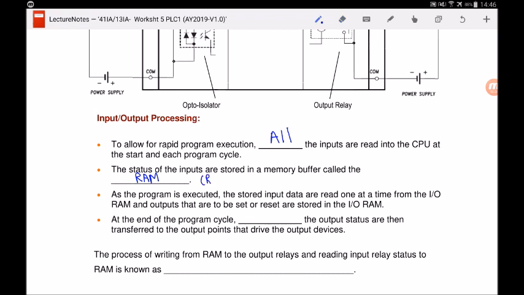For the benefit of those who do not know, random access memory is just another memory area of the PLC. As the program is executed, the stored input data are read one at a time from the I/O RAM, and outputs that are to be set or reset are stored in the I/O RAM. So what does I/O stand for? I/O stands for input/output.